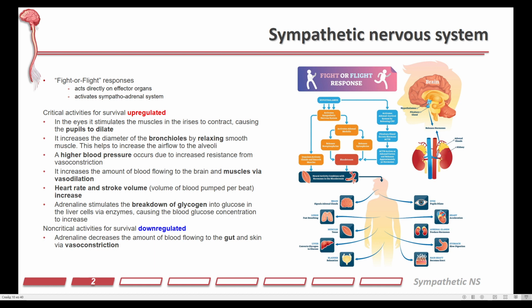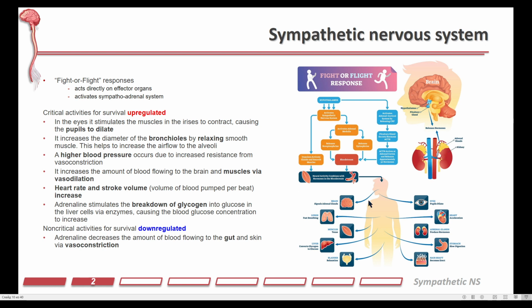So let's talk about the sympathetic nervous system. The sympathetic nervous system is responsible for the fight or flight response. This is when the person is in danger or if there is a stressful situation. How can the sympathetic nervous system help you in such a case? It can act directly on effector organs and boost their activities, or it can act through the sympathoadrenal system, sympathetic preganglionic fibers, remember, which innervate the adrenal medulla, which leads to massive secretion of catecholamines, epinephrine and norepinephrine.